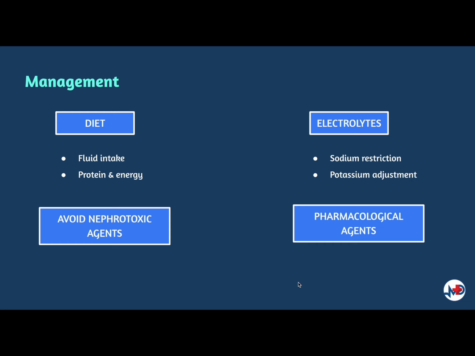Next, avoidance of nephrotoxic agents. Be mindful about the medications that we are prescribing. Ensure that there are no drugs that can potentially worsen the kidney's function. And if there are any drugs that require renal adjustment dose, be mindful about the correction of the dose. Lastly, pharmacological agents. Well, we can use some therapy to ensure that blood pressure as well as glycemic control is strictly maintained to delay the progression of the disease.